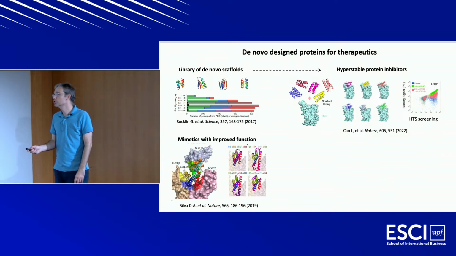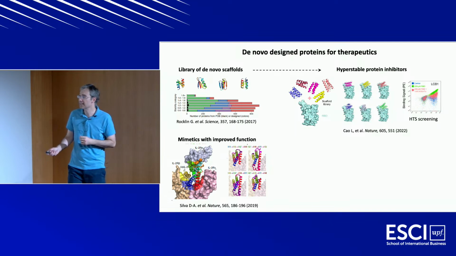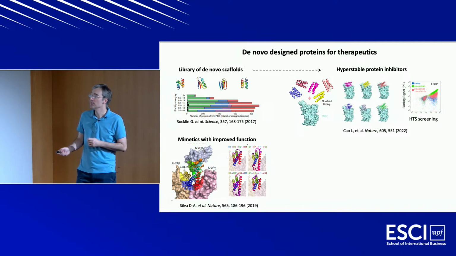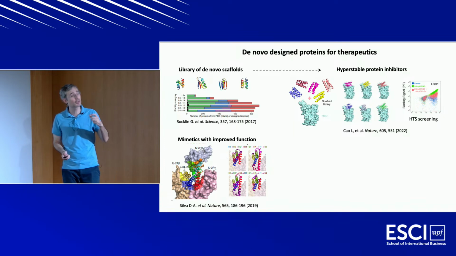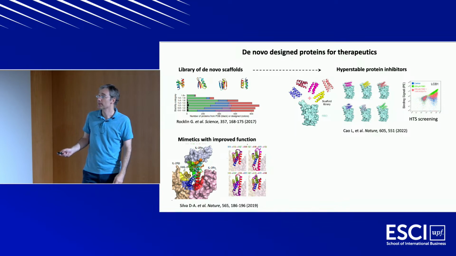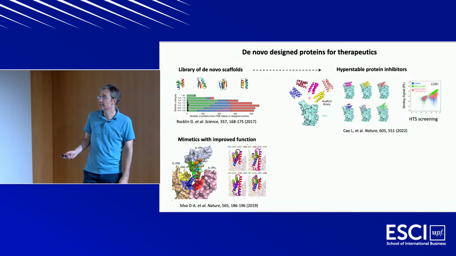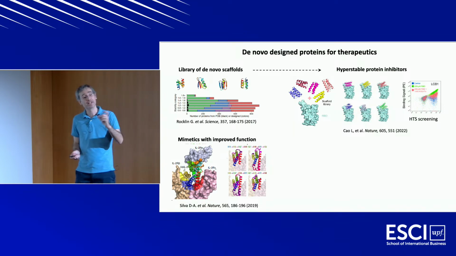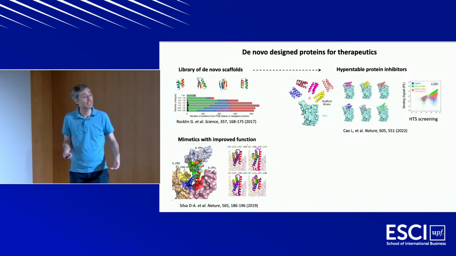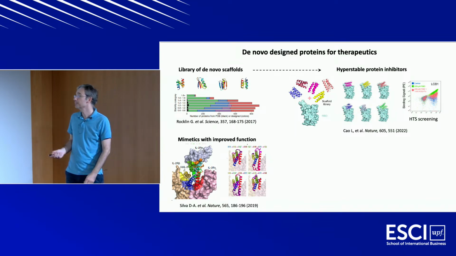Also, they can be used to mimic functions of existing proteins. For example, this is a study in which they were designing mimetics of interleukin-2. Interleukin-2 is a protein of the immune system that has also been used for cancer immunotherapy. But the problem is that the natural protein is very hard to produce and it's toxic at high doses. So the idea was to generate a mimetic that wouldn't have toxicity and would be easier to produce. And this was the basis of a new biotech company that is moving this towards clinical trials.